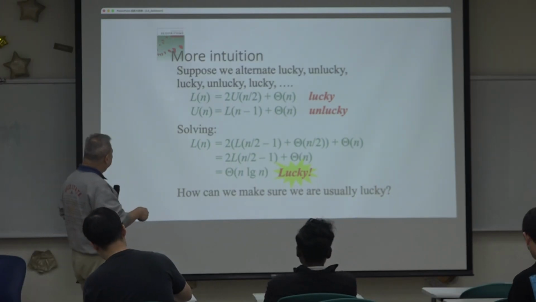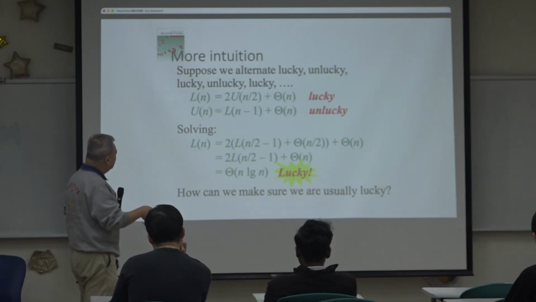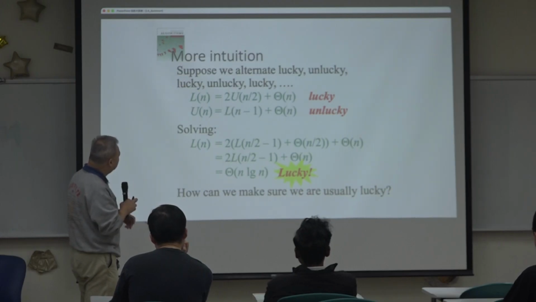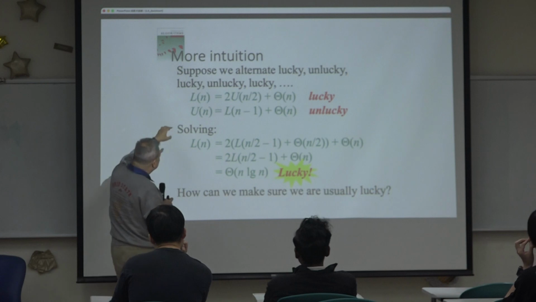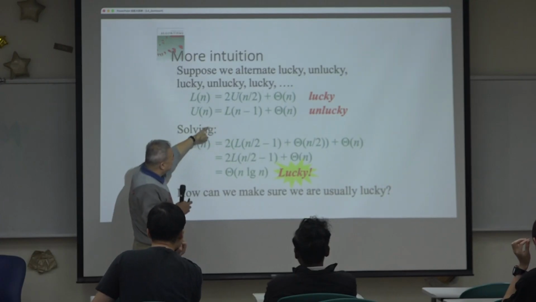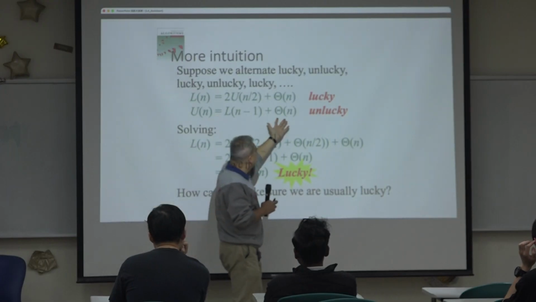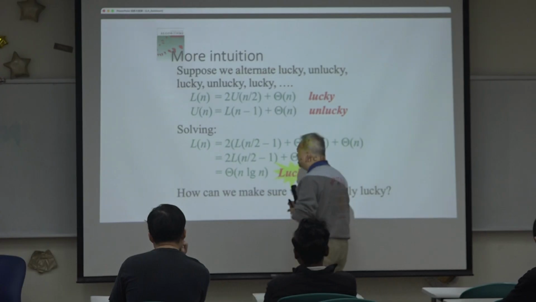your L(n) becomes, the first level is lucky, right? So it's 2 times U(n/2) plus theta. So this is the case where we are lucky. The next level we are unlucky, so when we get this, remember that L(0) is absorbed by theta. Okay.